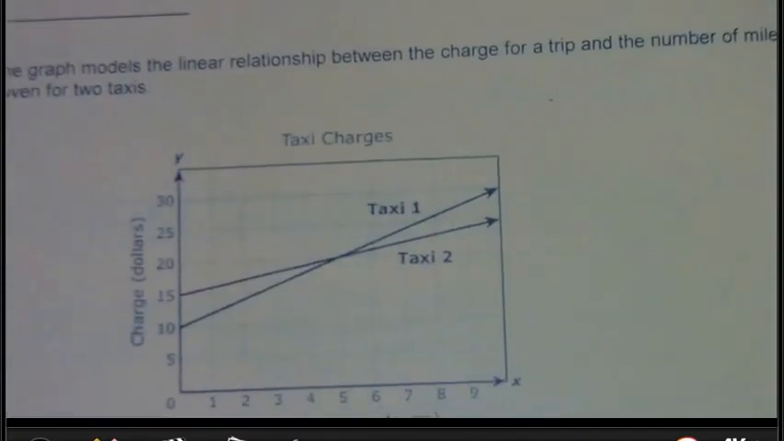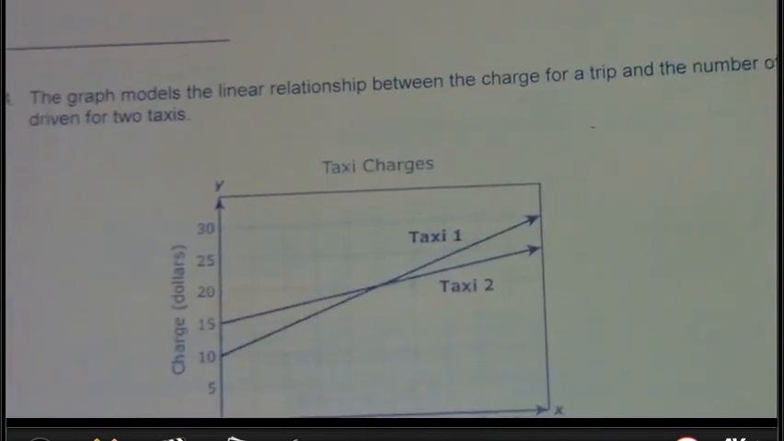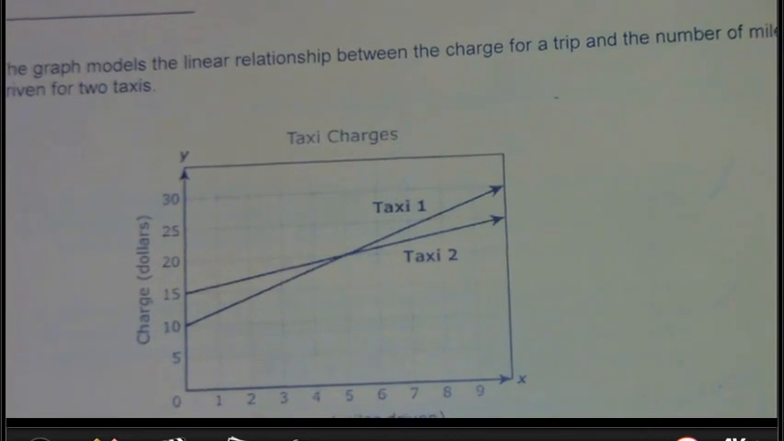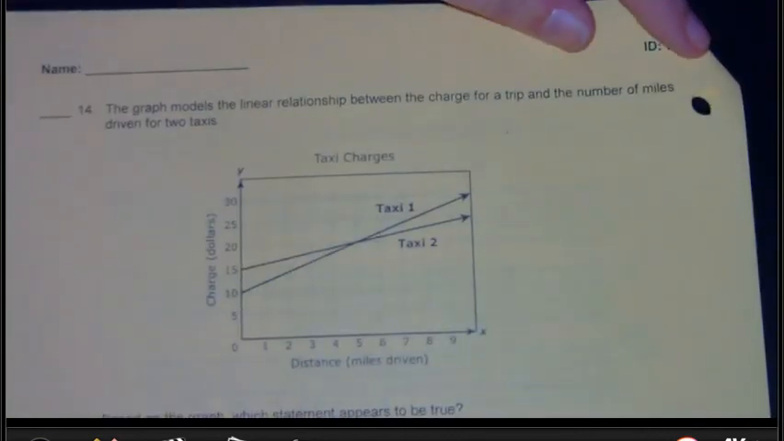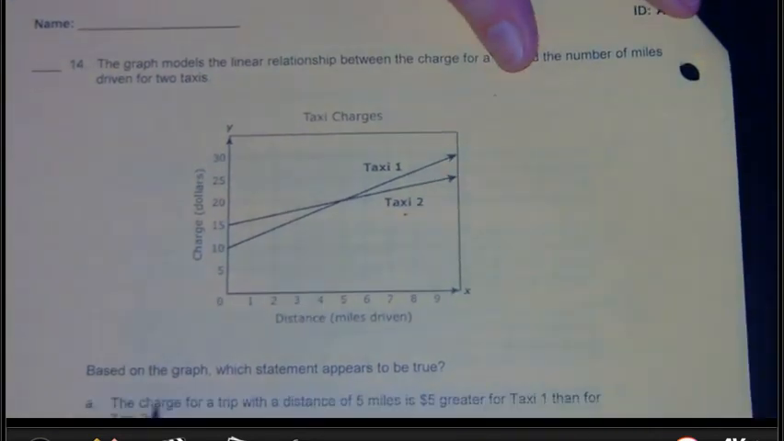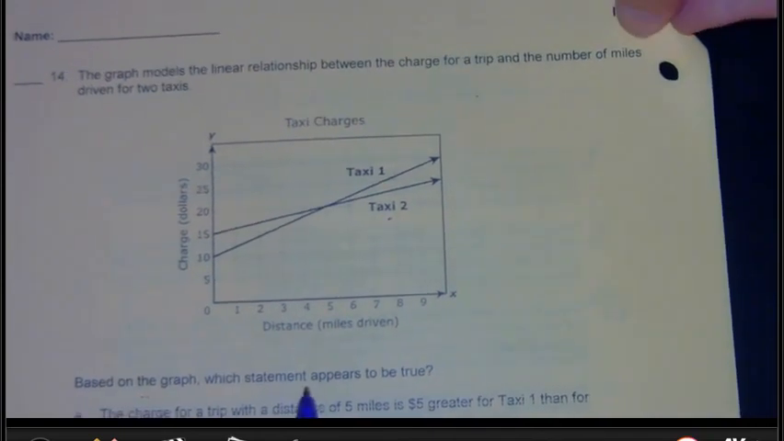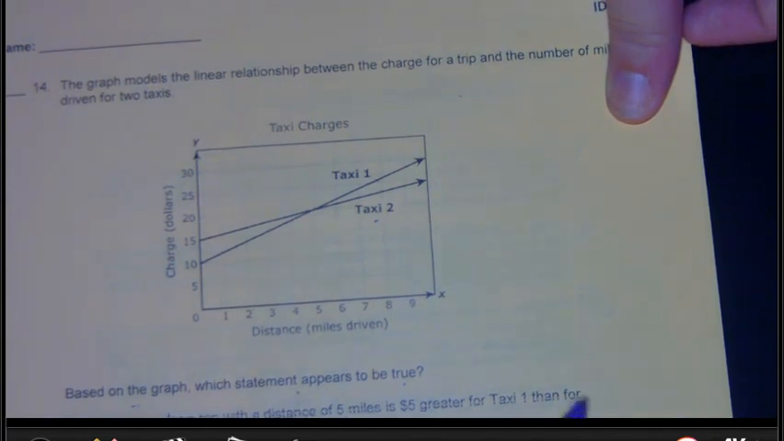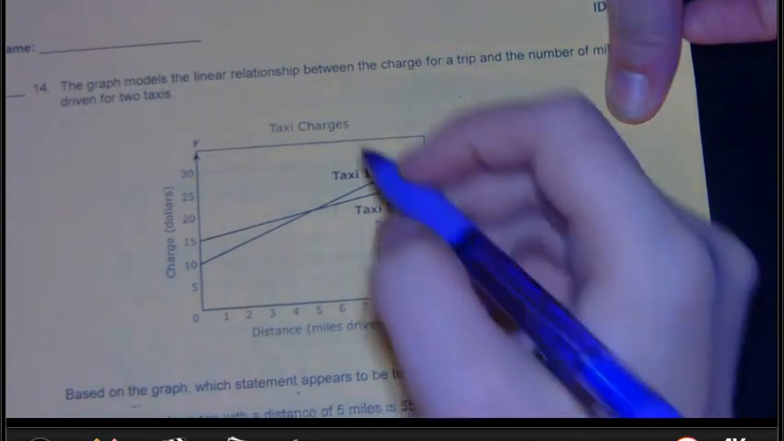All right, number 14. The graph models a linear relationship between the charge for a trip and the number of miles driven for two taxis. So I got taxi 1 and taxi 2. Based on the graph, which statement appears to be true? The charge for a trip with a distance of 5 miles is $5 greater for taxi 1 than it is for taxi 2. Okay, so let's see.